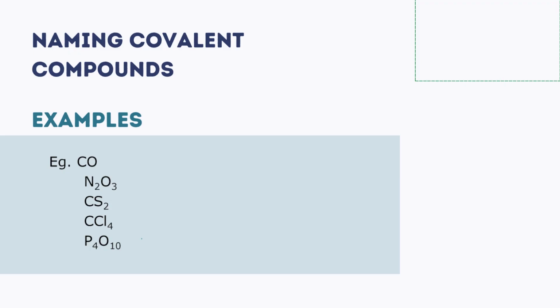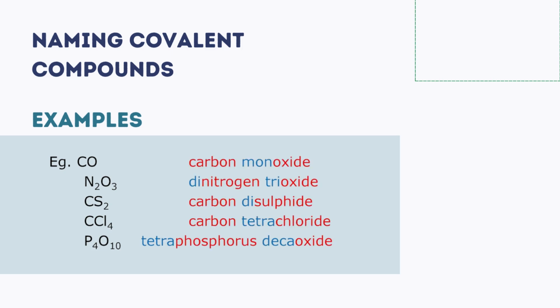Let's practice naming covalent compounds. Please pause this slide as you write the names of each compound. We will compare your answers on the next slide. Now let's check our answers. Please pause the slide and compare the answers on the slide to your own. Make sure to double check those prefixes and the endings of IDE.